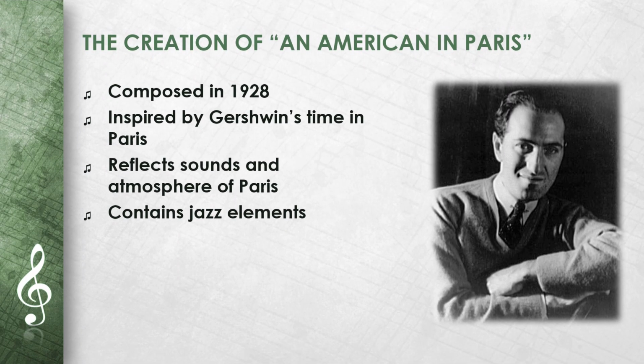An American in Paris was composed in 1928 and is an orchestral piece. Gershwin wrote this piece of music after spending some time in Paris. He wanted to express his experiences and impressions of the city in music. The work reflects the sounds and atmosphere of Paris and contains jazz elements that Gershwin liked very much.